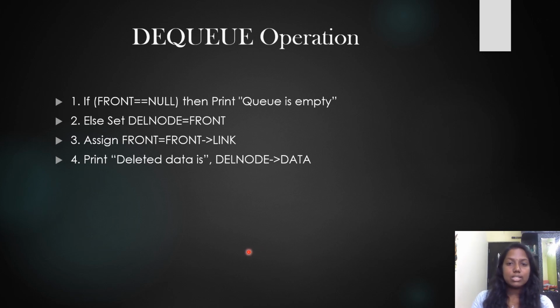Now dequeue is nothing but pushing forward the front element so that we can get the del node's data out of it. So again, if front equals null, then print queue is empty. Else the del node is equal to front, assign front is equal to front link. So now the del node is said to be the front, that is your first node, and that is assigned to the front link, that is the next node of it.